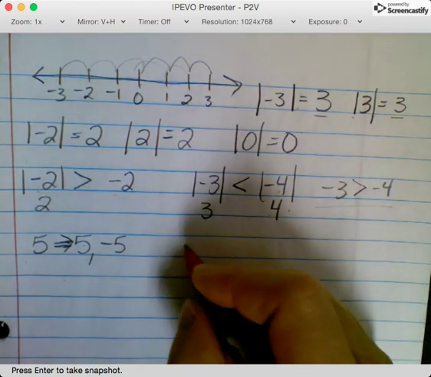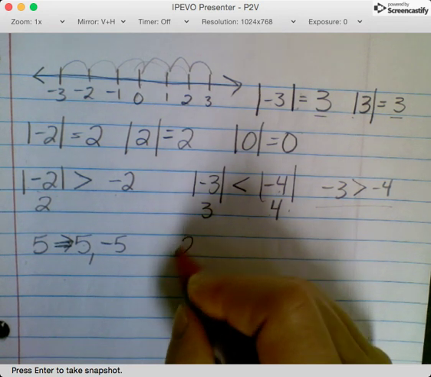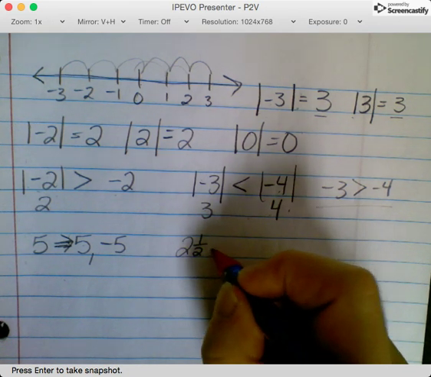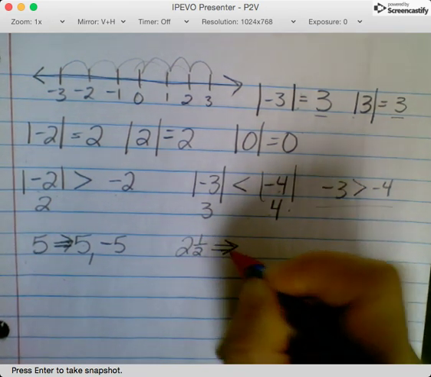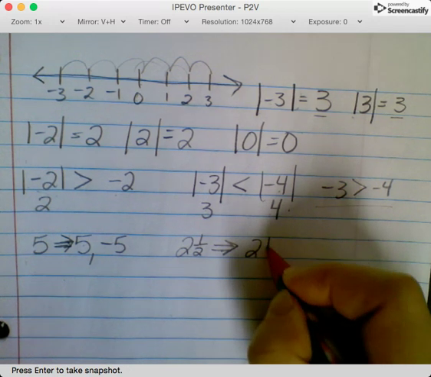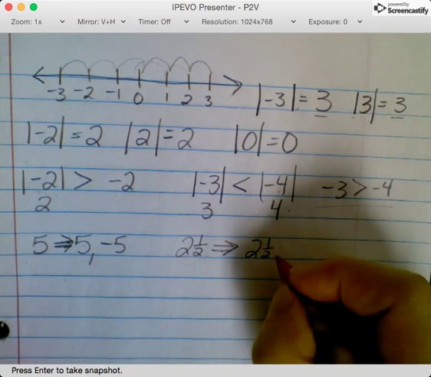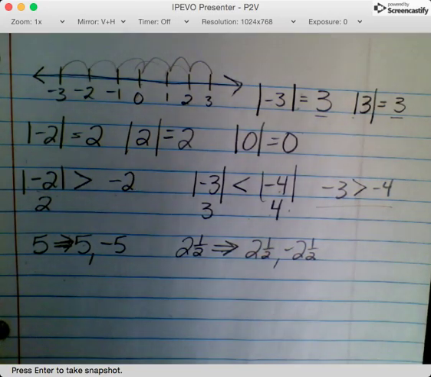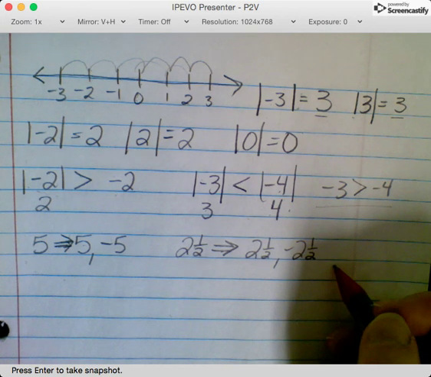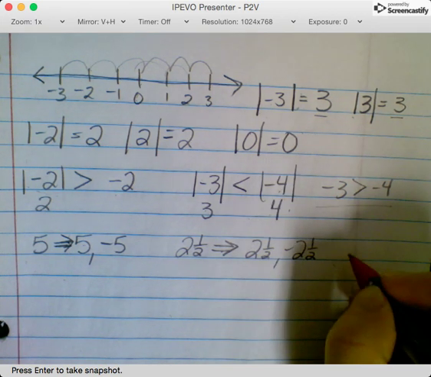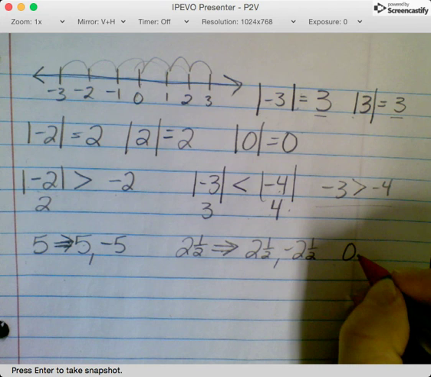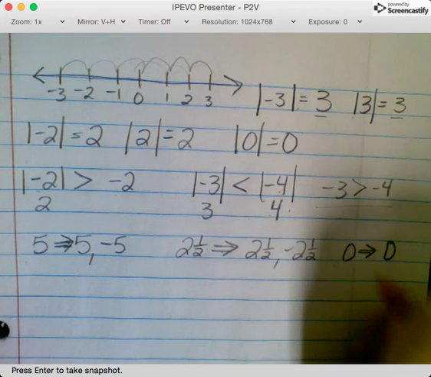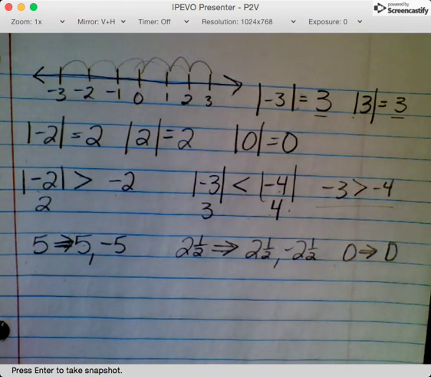And that works the same with fractions and decimals. If I said what fraction or decimal has the same absolute value as 2.5, well, 2.5 obviously has an absolute value of 2.5, but also negative 2.5 has an absolute value. So you have both the positive and the negative version of that number. And again, what number has the absolute value of 0? Just 0, because there's no negative version of 0. Okay, so that should kind of cover that.